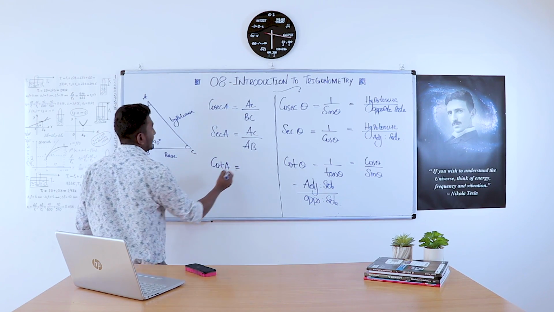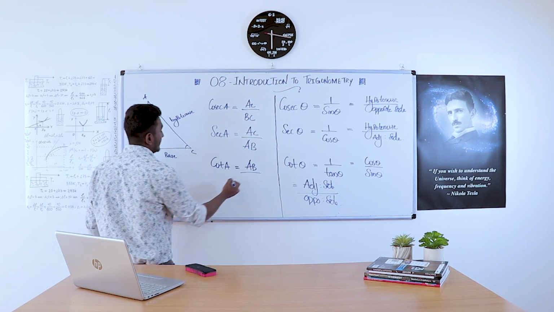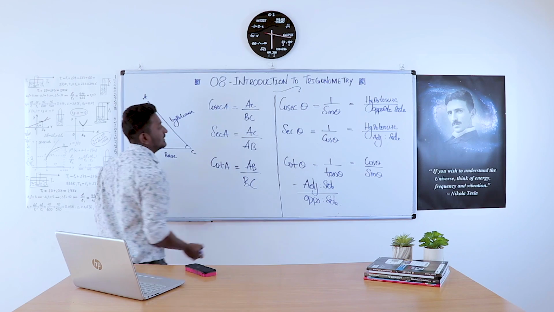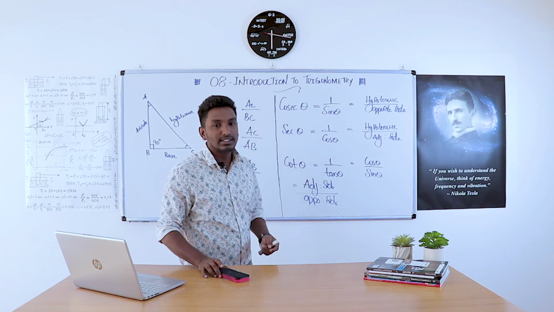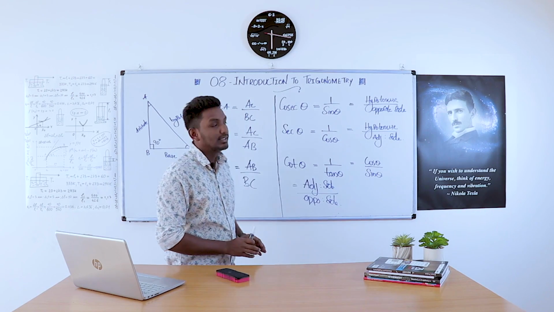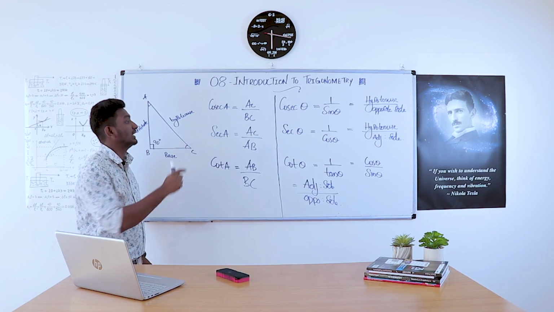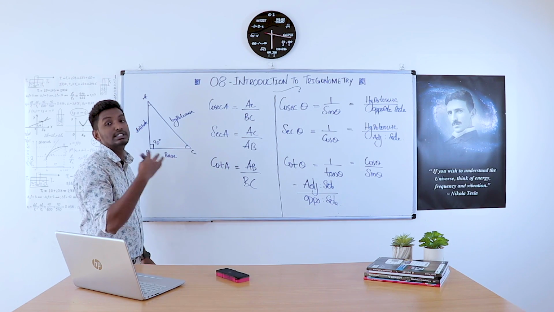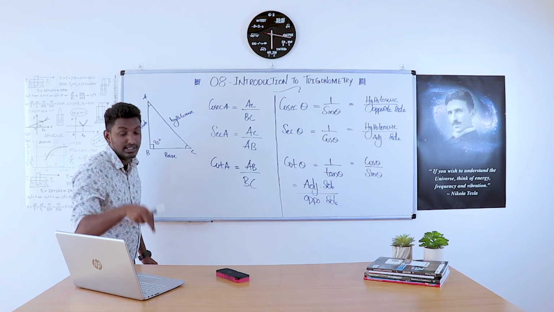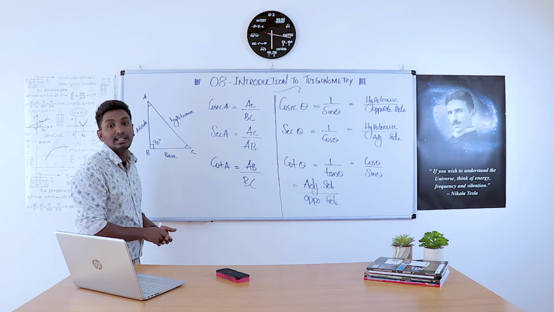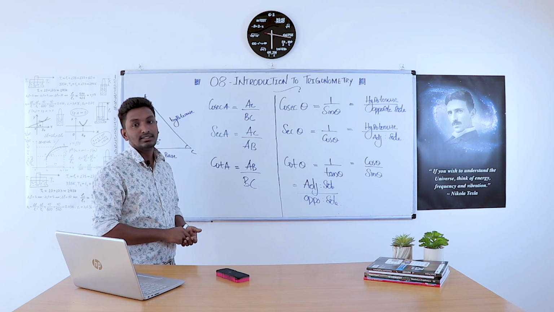Which is the adjacent side? AB is the adjacent side, and BC is the opposite side. So these are the basic trigonometric functions. If a triangle is given and the values are there, then you can find sine, cos, tan, cosec, sec, cot, because you now know the general equations for finding trigonometric functions.